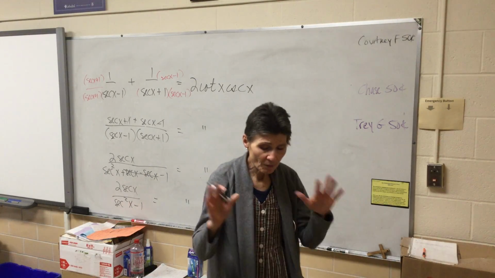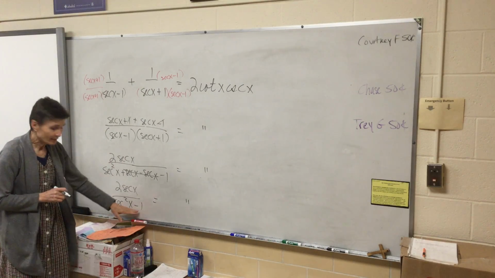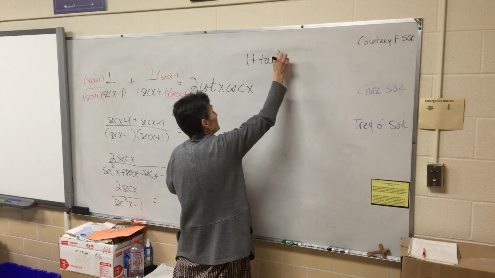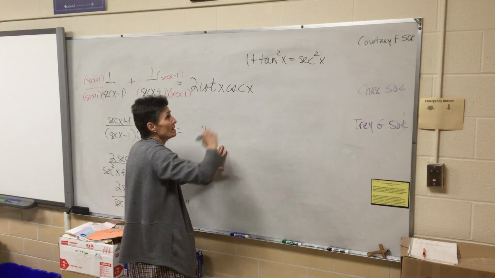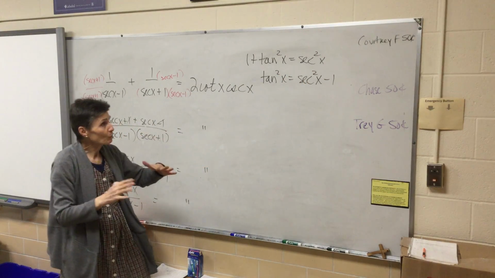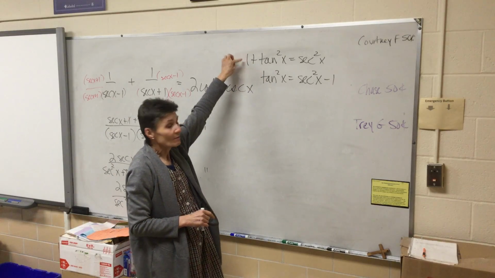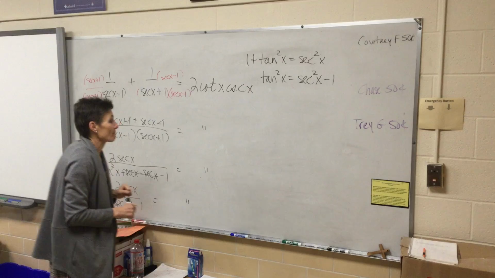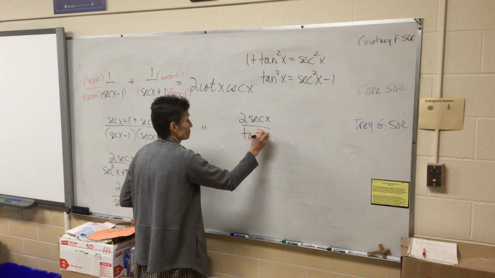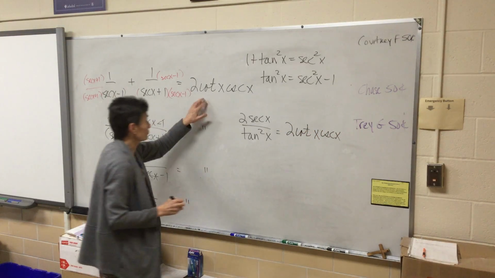Now, over to the side, I want you to think about your Pythagorean identities. There is a Pythagorean identity that involves a secant and a 1. Do you remember that? The identity says 1 plus tangent squared is secant squared. So tangent squared must equal secant squared minus 1. In other words, if you have secant squared minus 1, you can replace it with tangent squared because of that identity. So now I have 2 secant over tangent squared. And I need that to equal 2 cotangent cosecant. I'm still trying to get it to equal that.